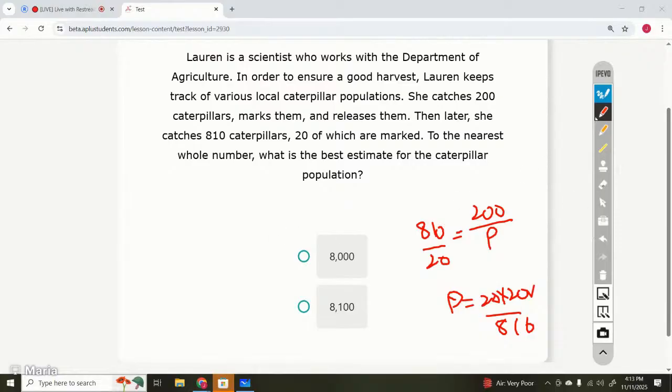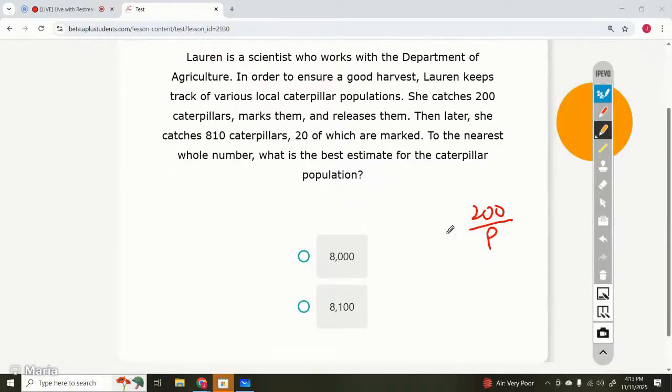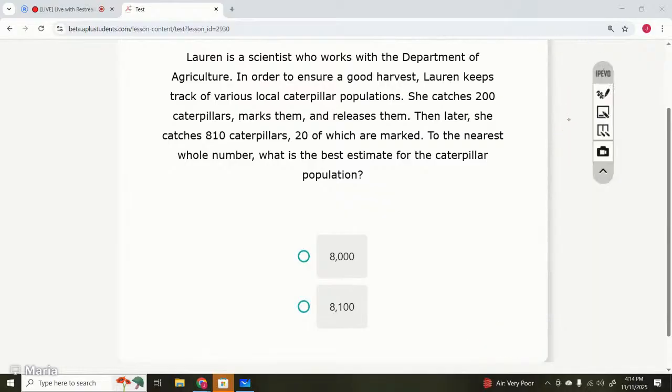That is 20 over 800. I made a mistake over here. The marked are 200, so that is 200 over 810. So P is equal to 200 times 810 divided by 20. This is 20. 20 times 10 is 200, and then yes, that would be 8100. Option number 2 is the correct option. 8100 it is. Option 2 is the correct option.